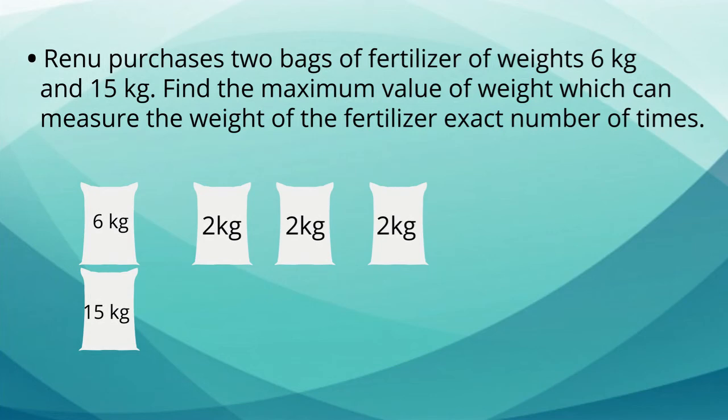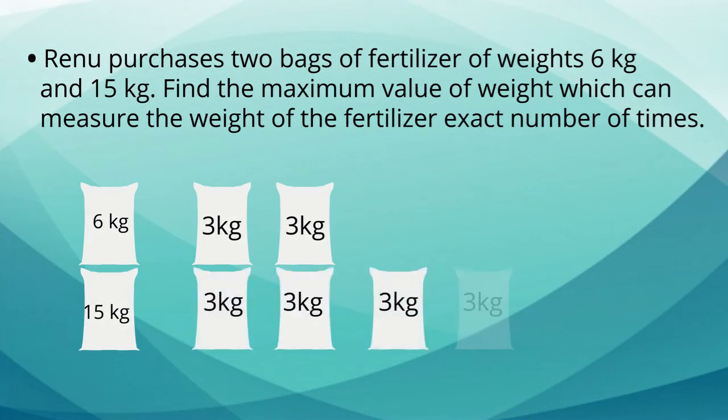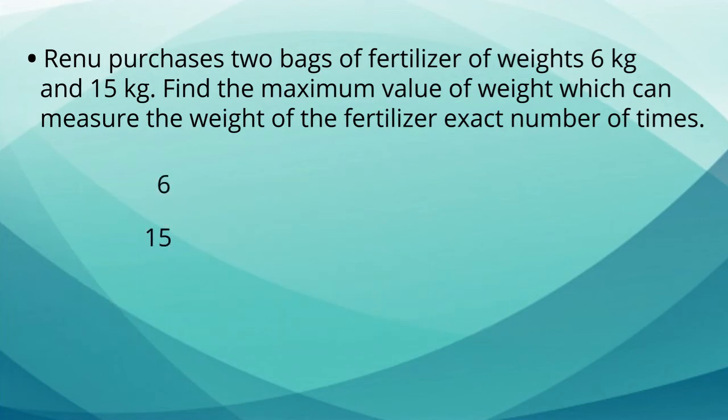Now, we can see that the 3 kg weight can measure the 6 kg weight exactly 2 times and the 15 kg weight exactly 4 times. So, we can say that 3 is the maximum value of the weight which can measure the weight of fertilizer an exact number of times. We can easily see that 3 is the HCF of 15 and 6. Hence, in this case, we have to calculate the HCF of 6 and 15.